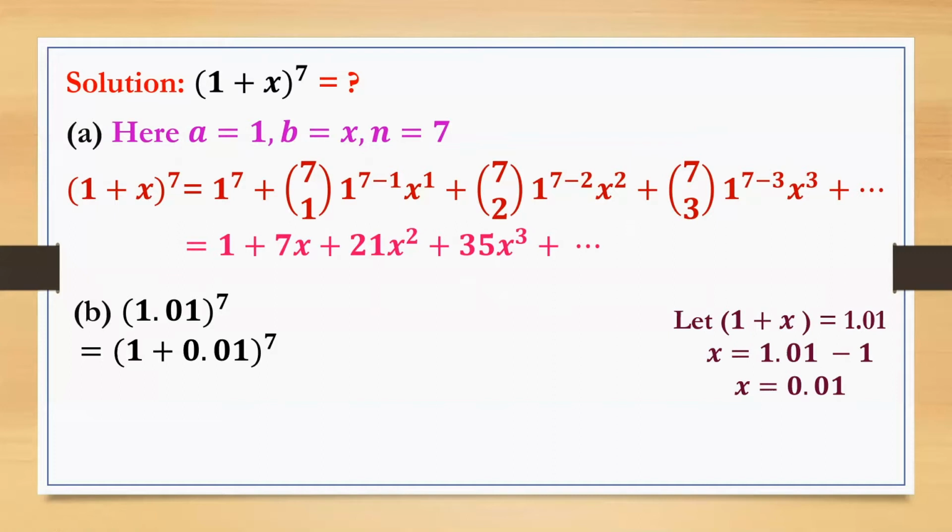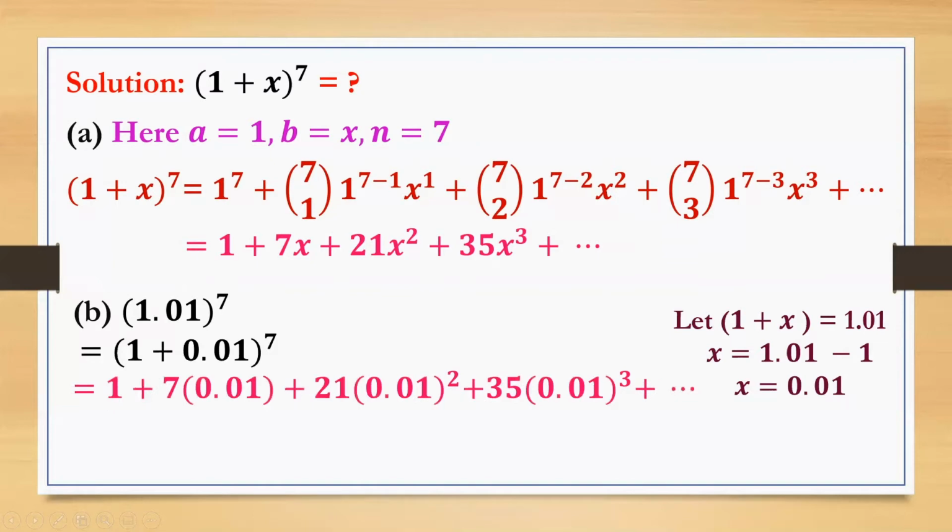What we are going to do now is use this line, and wherever we have x, we are going to replace it by 0.01. So 1 + 7 times 0.01 + 21 times 0.01 squared + 35 times 0.01 cubed. And using your calculator to evaluate this, you will obtain 1.072135.